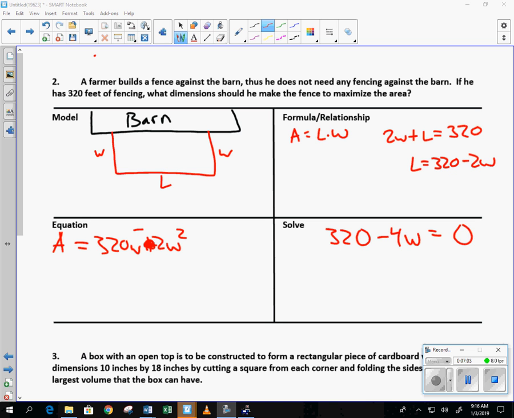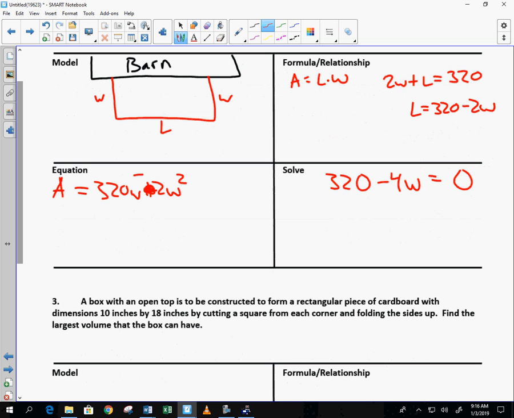Good. So follow your formula. 320 minus 4W is equal to 0. Divide by 4, you get 80. Plug it back in, you get 160. Notice that the width is half of the length. That's not always the case. It did work out that way in our first 2 examples, but will not always work out that way. Okay?